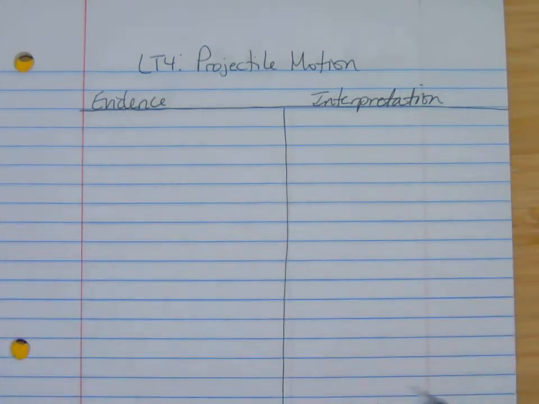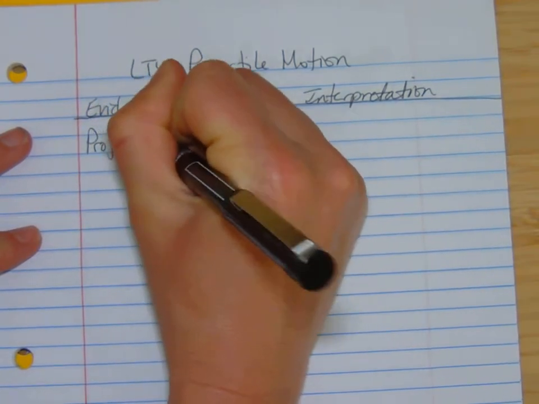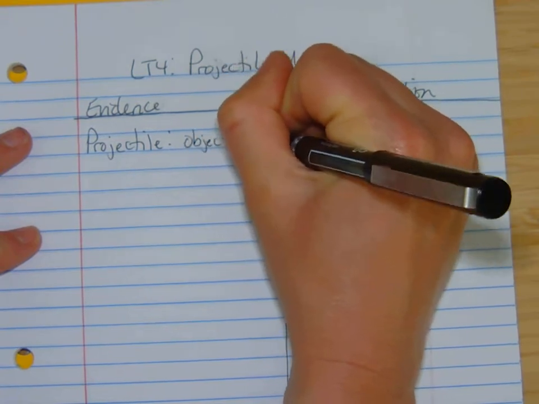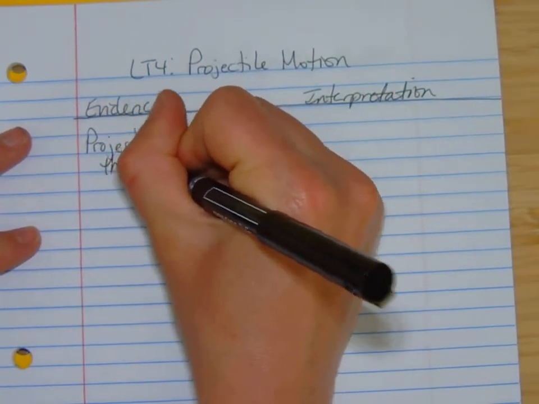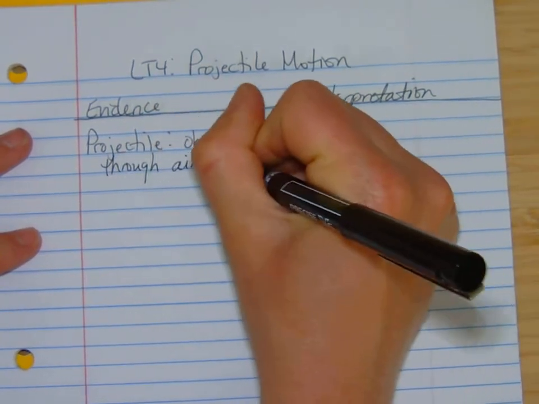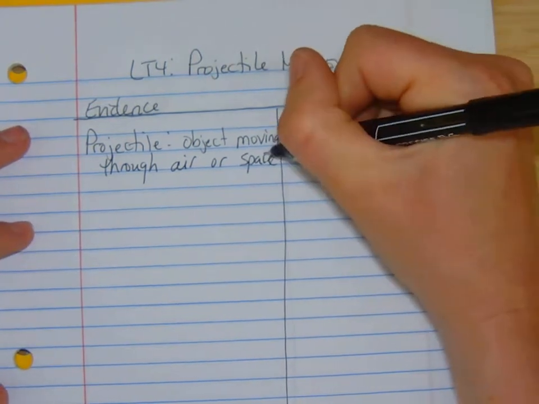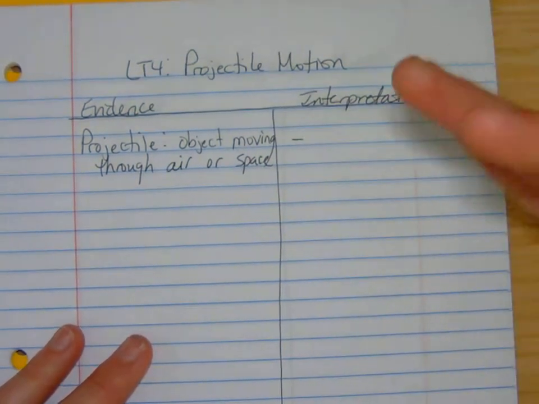All right, so let's start with what a projectile is. The basic definition of a projectile is an object moving through either the air, let's say if we're on Earth, or the vacuum of space. It could be, heck, a shooting star entering Mars's atmosphere. So bottom line, it has to be something that's in motion.